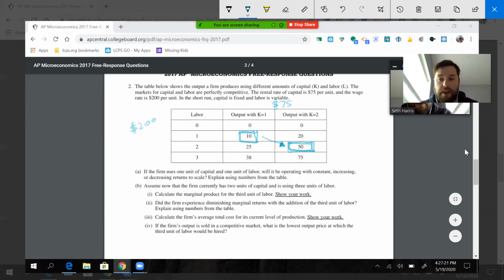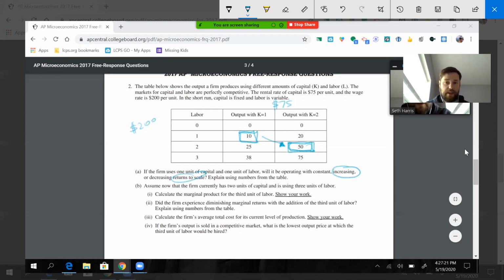So this is going to be increasing returns to scale. The reason being, when you double, you would expect to get double the output, right? Well, in fact, we actually got more than double. We got 50 instead of what doubling would have been, 20. So in this case, we are experiencing increasing returns to scale. And you could compare those two numbers and say that when you double, you get more than double in terms of output.